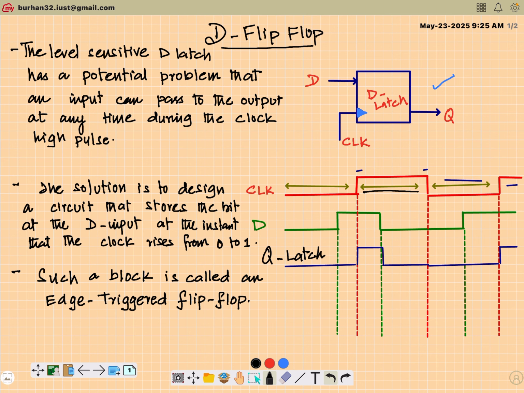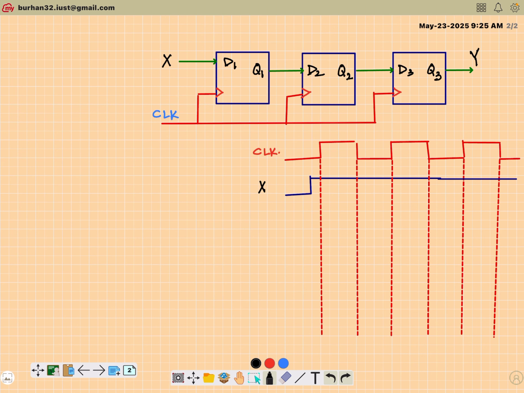To explain this, I have a small circuit here wherein I have cascaded, connected in series, 3 latches. This is a latch, this is another latch, and this is another one. So they are connected in series, which means I have an external input X that goes into the first latch D1. The output of the first latch is connected to the input of the second latch. The output of the second latch is connected to the input of the third latch, and from the third latch you get your external output Y, and they all have a common clock.